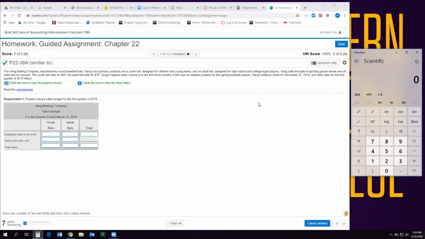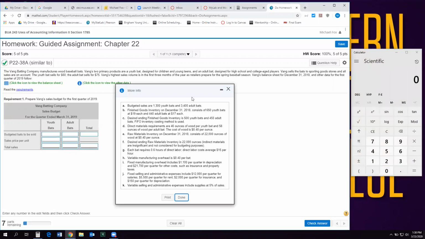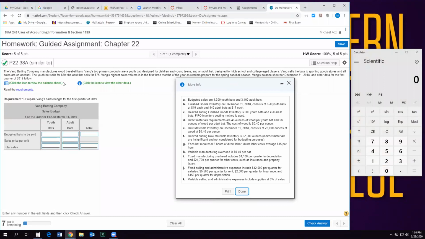Okay, so we're going to do the first quarter. That's their high volume quarter. So it gives us some info here. The information we're going to need the most is this more info here. There might be something we need off the balance sheet later. Anyway, the first thing we have to do is what's called a sales budget. That's based on the number of bats we're going to sell and the sales price per unit.